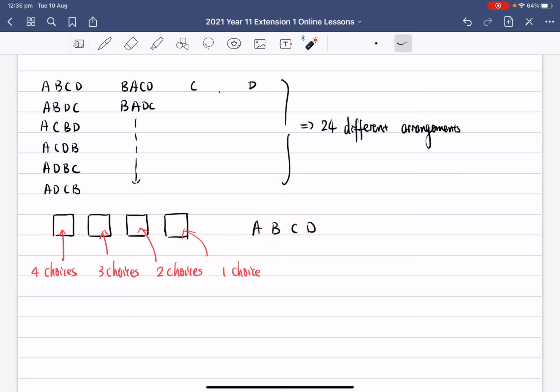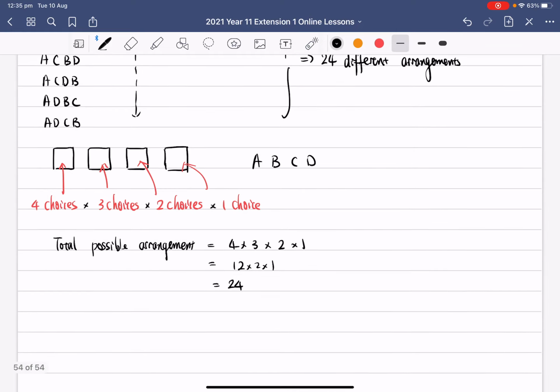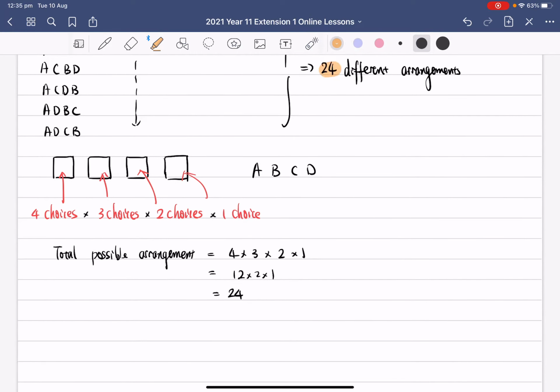That's it. So to do this question, we should be able to find the total possible arrangements. We multiply those possible choices together. As you can see, that is equal to 4 times 3 times 2 times 1, which is 12 times 2 times 1, and that's equal to 24. And that is the same as the previous answer we had before.